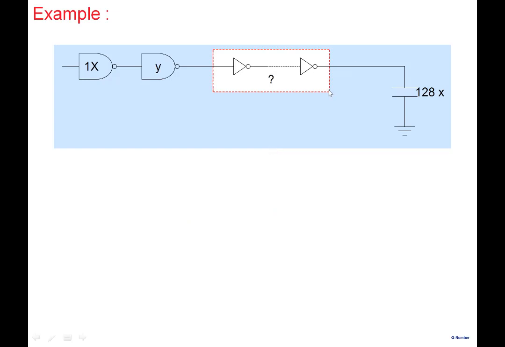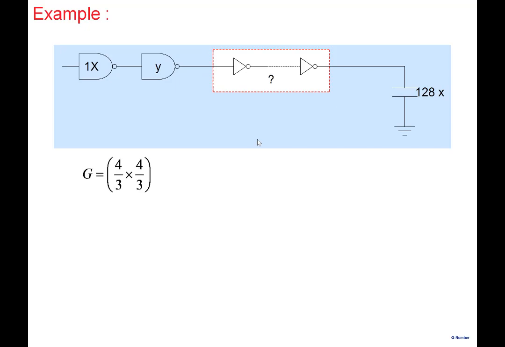So let's look at this one. I have a very simple problem. I have two NAND gates connected to a capacitor whose size is 128 times the capacitance of a 1x gate. What I need to do is determine the minimum delay. Initially these inverters are not there, and I need to determine the optimum size of Y without the inverters, and the delay that I get. So my original circuit has only two NAND gates.